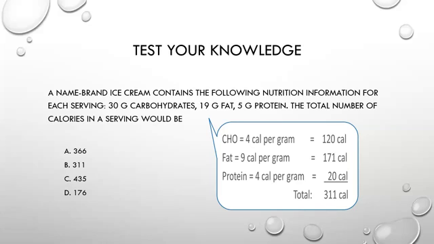Fat is the highest calorie count. It is 9 calories per gram. So to get the fat calories, we're just going to take 9 and multiply it by the 19. And then protein is back down to 4 calories per gram. So we're going to take that 4, multiply it by 5, we get 20. We add it all together. This ice cream serving is 311 calories. Okay, that's how you figure that out.